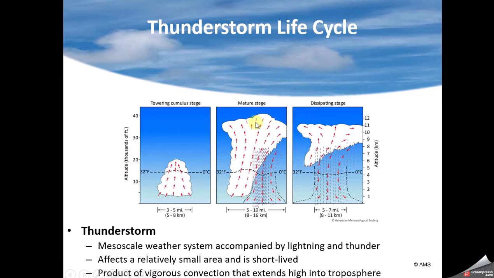So you get to the mature stage. In the mature stage, some of that air is going to start coming back down because it's going to get condensation in it. It's going to grow raindrops in it. All of these are cooling mechanisms. So the air on this side is going to become cooler and begins to drop down, hit back down to the ground, pouring down the rain.